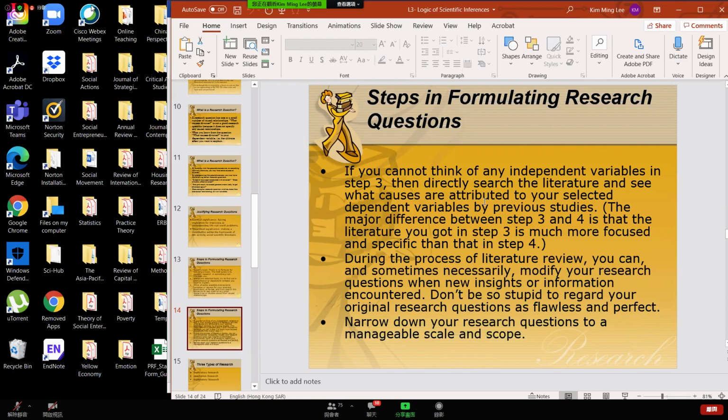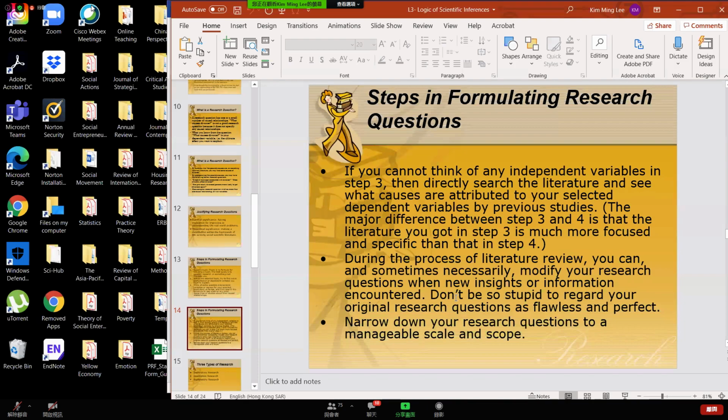And the major difference between step 3 and step 4, the following, is that the literature you got in step 3 is much more focused and specific than in step 4. So that means this is back and forth. Once you got the literature review and you think that this is still too big, dig deeper into your literature and find out a more precise, more narrowed focus. Okay, so during this process of literature review, you can and sometimes necessarily modify your research question with new insight or information. Don't be so foolish as to regard your original research question as faultless and perfect.